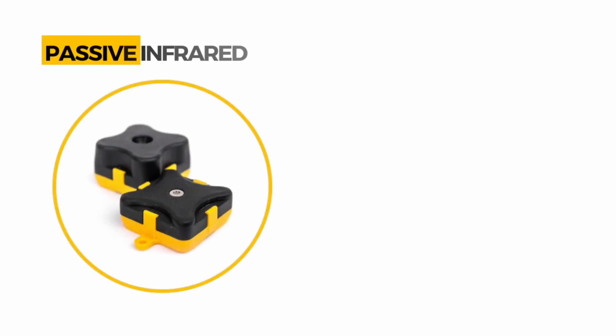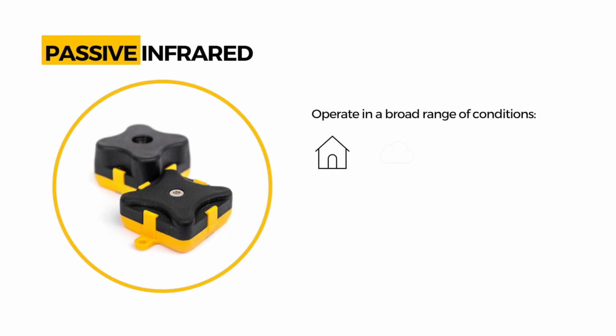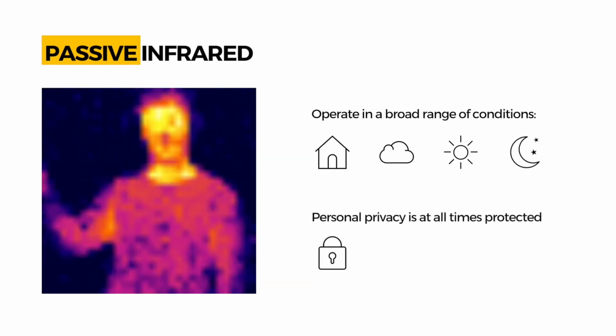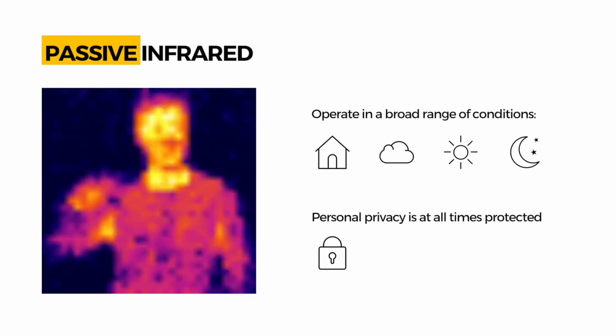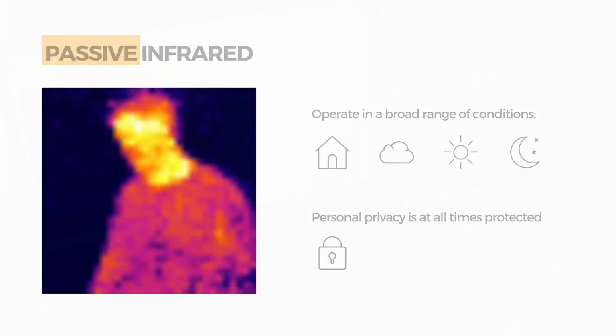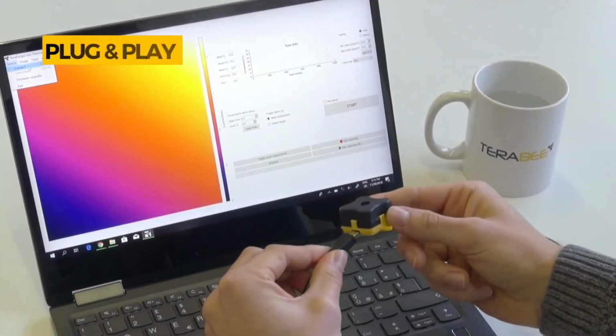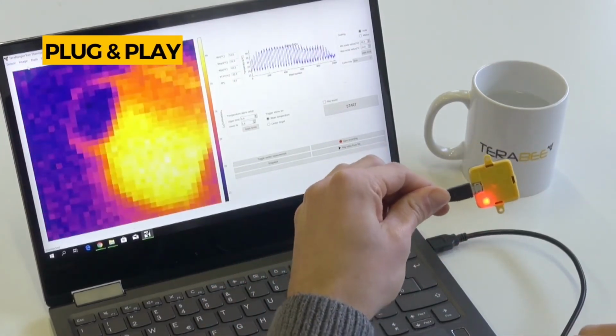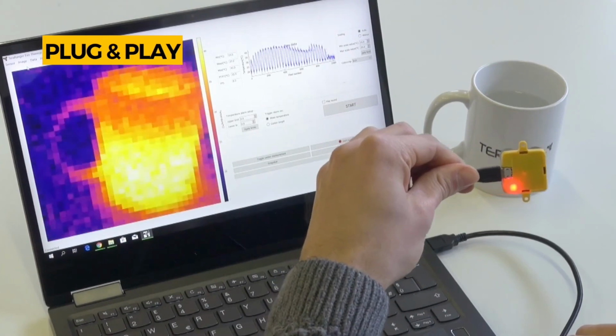By using passive infrared thermal technology, Evo thermal sensors operate in a broad range of conditions, including indoors, outdoors, strong sunlight, or complete darkness. And because thermal data does not reveal identity, personal privacy is at all times protected. Evo sensors can easily be connected to a PC and tested with our graphical user interface right out of the box.